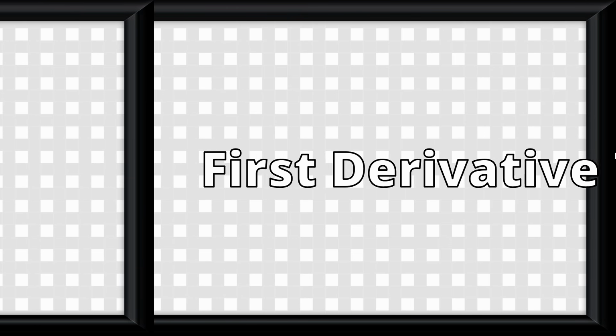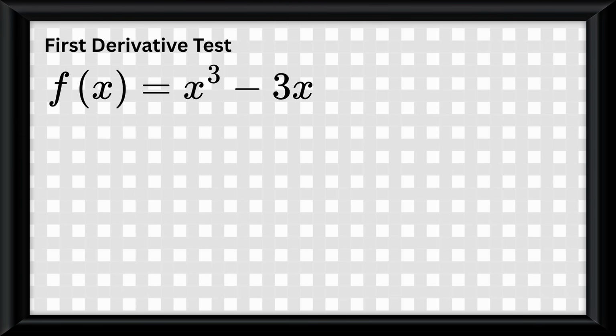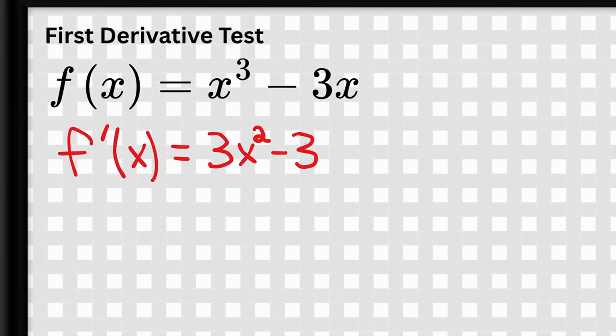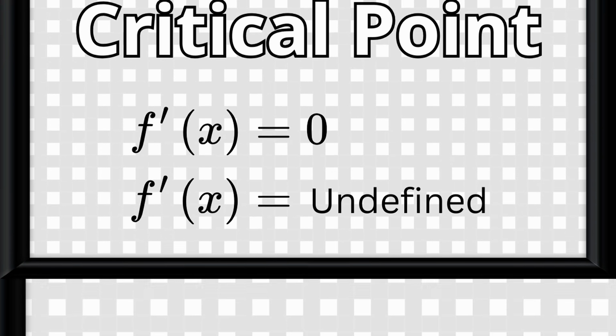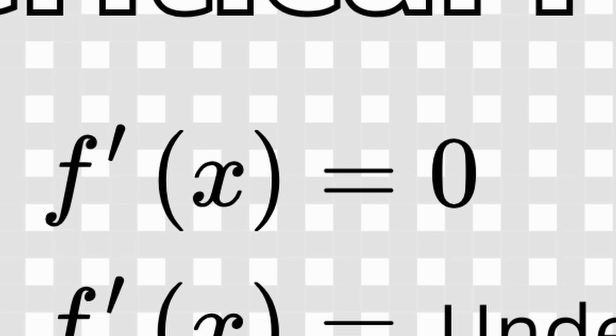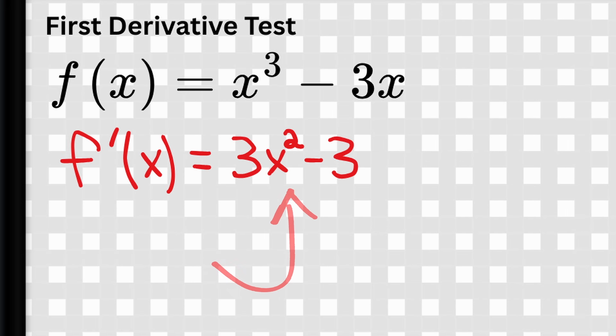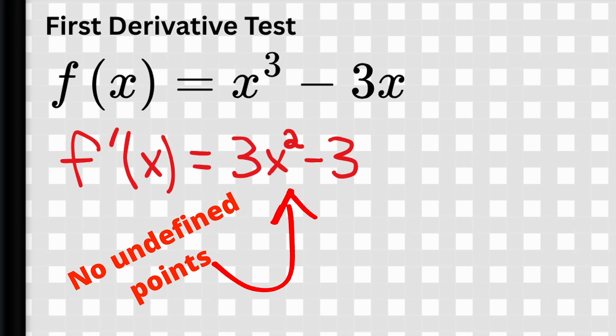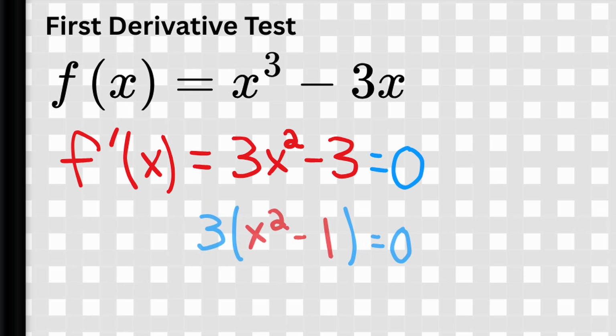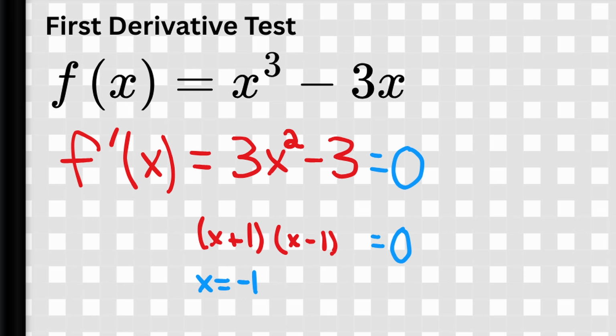So let's go. The first derivative test. Let's do the function x cubed minus 3x. Let's really quickly solve for the derivative. So to first do this test, you must find all critical points. So remember, a critical point is wherever the derivative equals 0 or wherever the derivative is undefined. Because this derivative is a polynomial, it will have no points it is undefined on. So quickly solving for all the zeros, we get x equals -1 and 1.